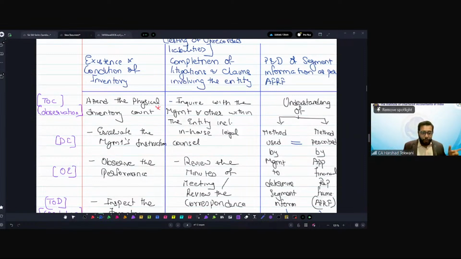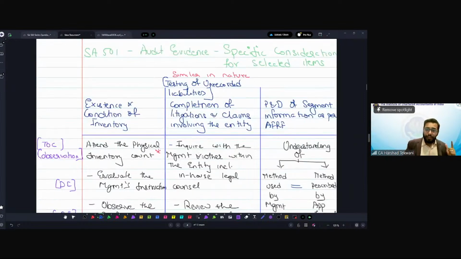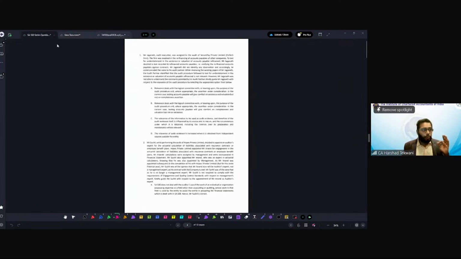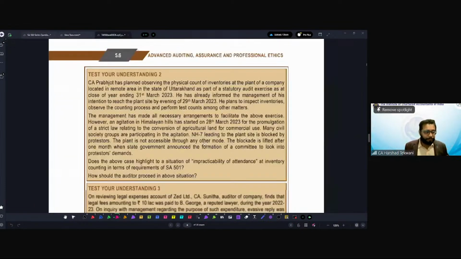Okay. If no doubts, then this was SA 501. That is audit evidence, specific considerations for selected items, where we discuss existence and condition of the inventory, completeness of the litigations and claims, and presentation and disclosure of segment information. These are the three important aspects of SA 501. And we'll go quickly to the study material. We'll do a check from the study material and then we will see.